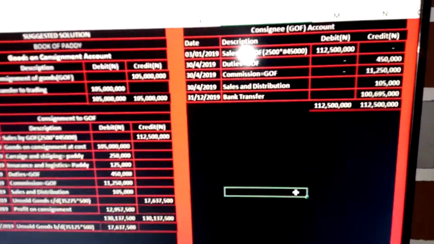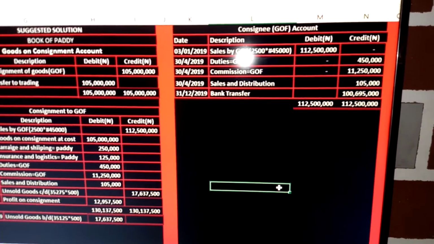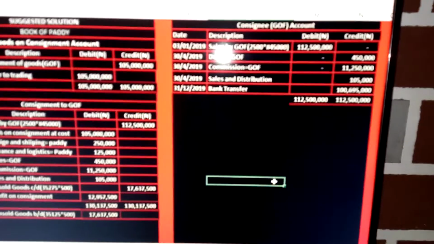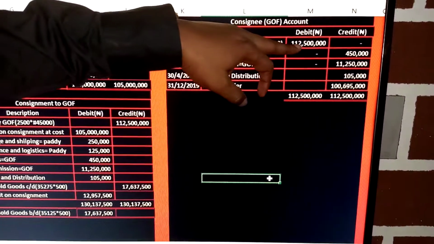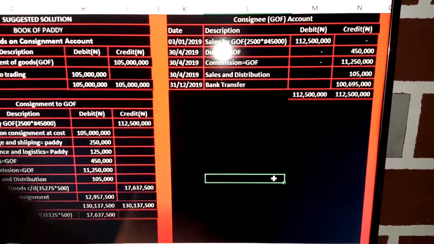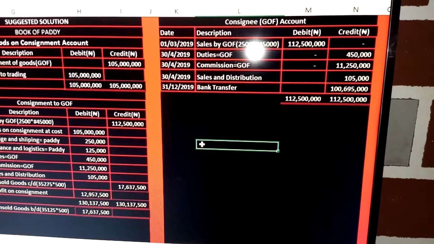So we now have the consignee. The consignee now is GOF. What we now want to know is how much we expect from him as a transfer to the bank. We have the sales made here to be 112,500,000, which is the sales made by GOF.